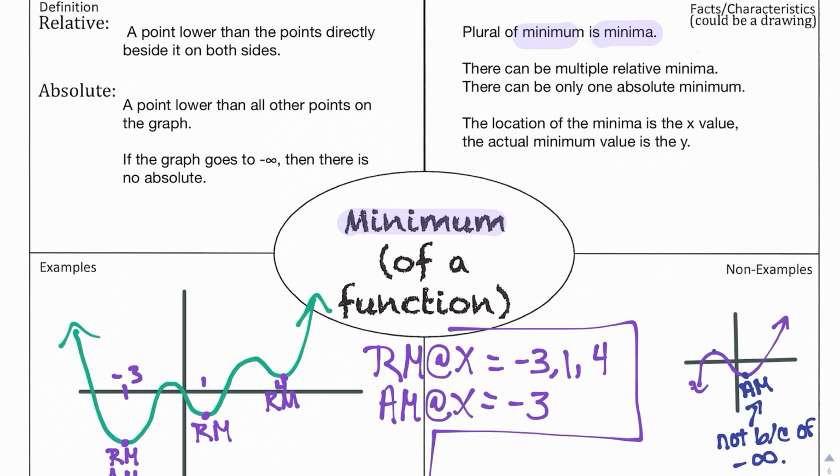Minima and maxima together are called extrema. So you'll see the title of your assignment is to find extrema. That's the minimum and the maximum. So there are two types.